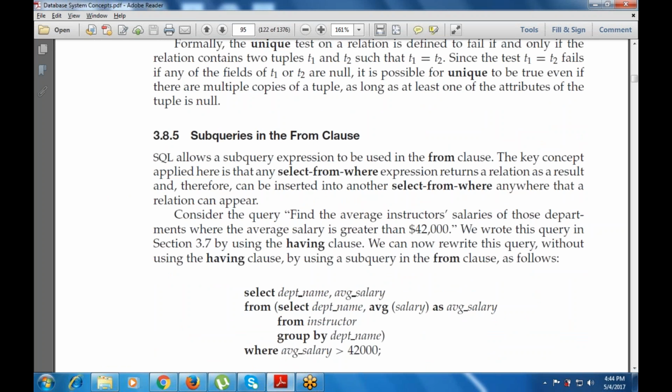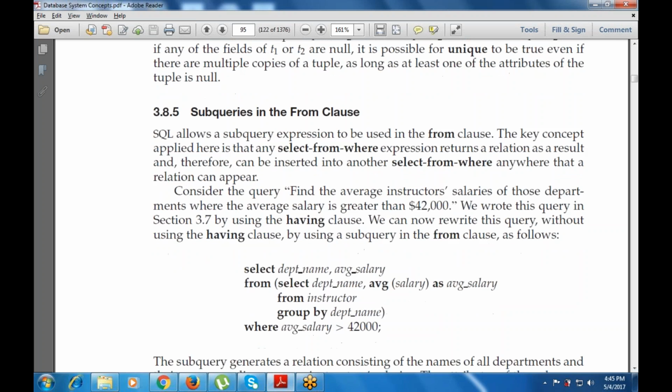Now subqueries in the from clause. We are also using subqueries by the use of the from clause. Select department name, avg salary from select department name, avg salary as avg underscore salary from instructor, grouped by the department name, where the average underscore salary is greater than 42,000. So this is taken out with two fields: one is the department name, one is the avg salary, and from it there is an inner query that is select department name, avg salary as avg underscore salary from instructor grouped by department underscore name, where average salary is greater than 42,000.